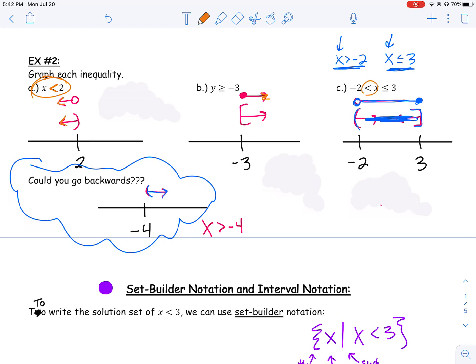So again, if you notice this one, we wouldn't put it to the left because it's not written in the right order. But if you write it in the right order, it works. Pretty cool, huh? So just another cool trick to help us remember which direction it's going to go.